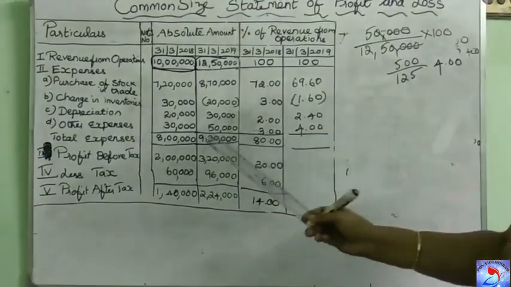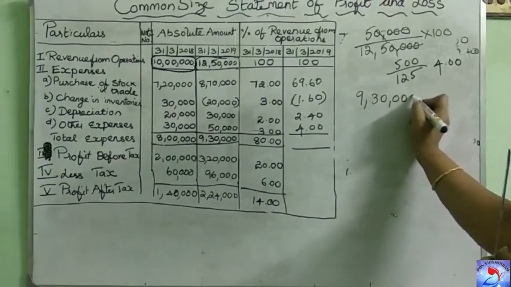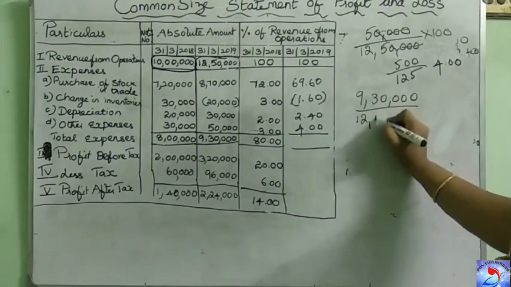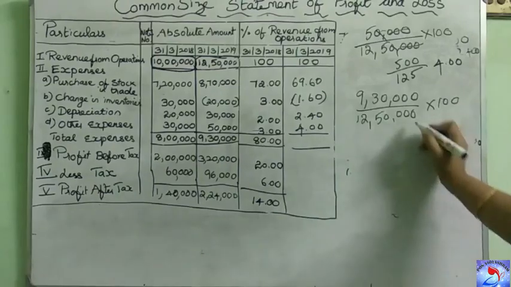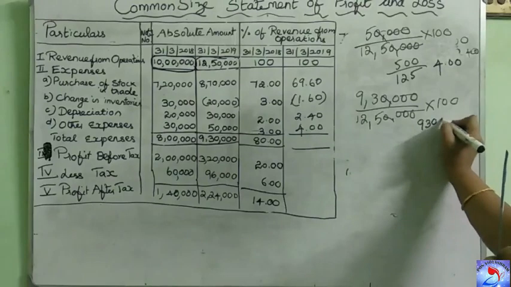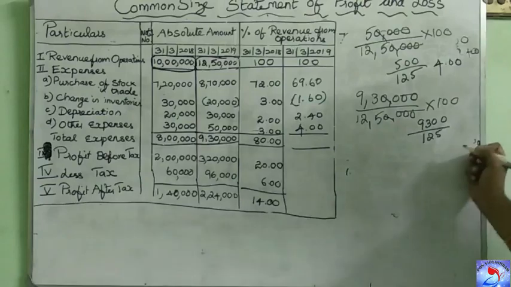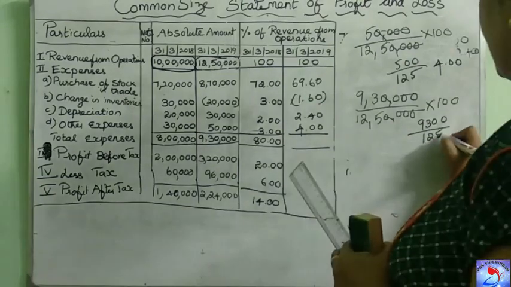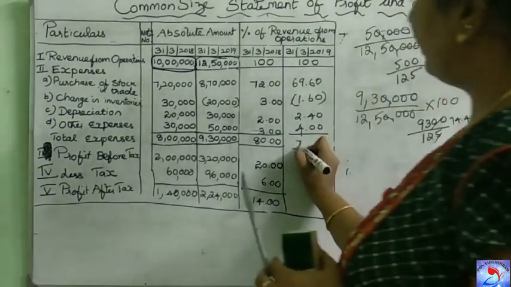Now for total expenses, 9,30,000 divided by the revenue from operations of 2019, 12,50,000 into 100. I do understand, children, it is a tedious process of calculation. You have to be very careful in doing the calculation. It is a very easy concept only, but the calculation has to be done for each and everything. It is 74.40 you will be getting.